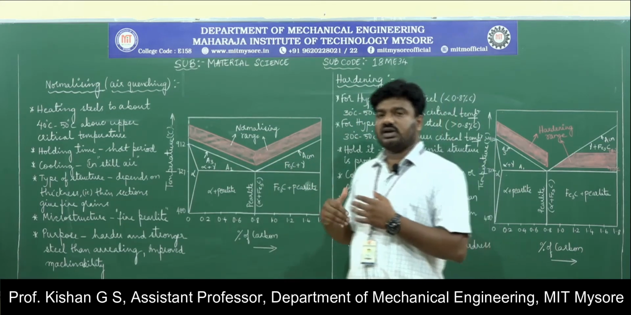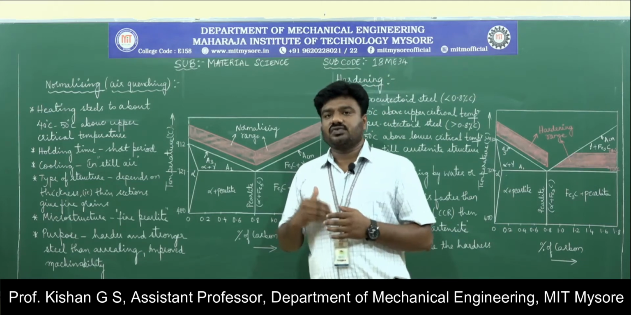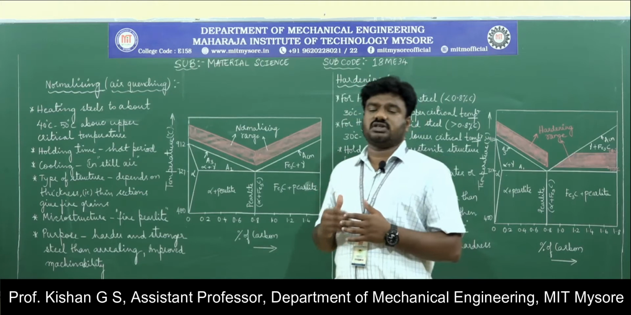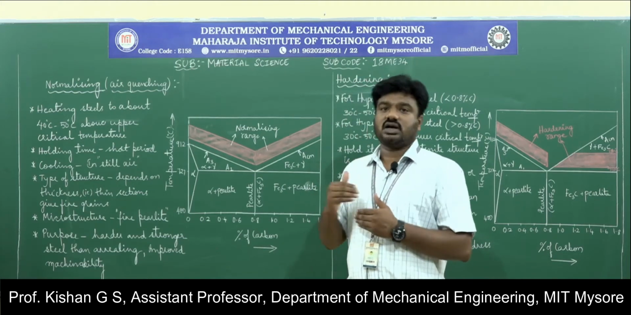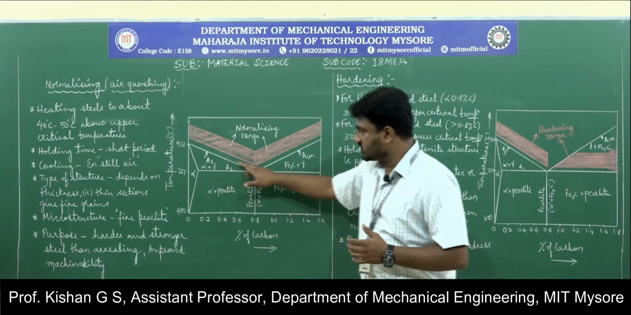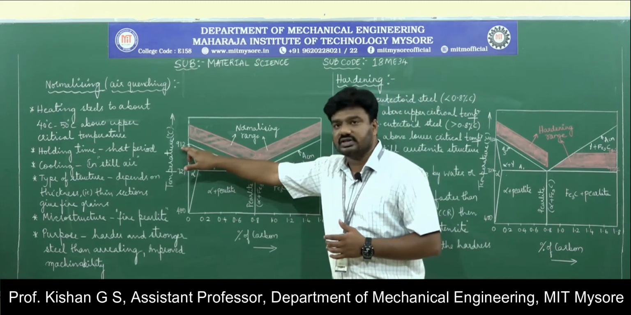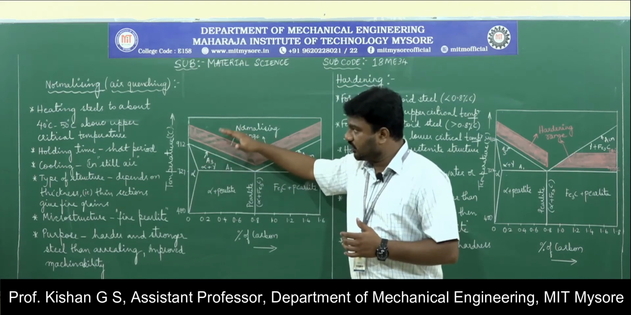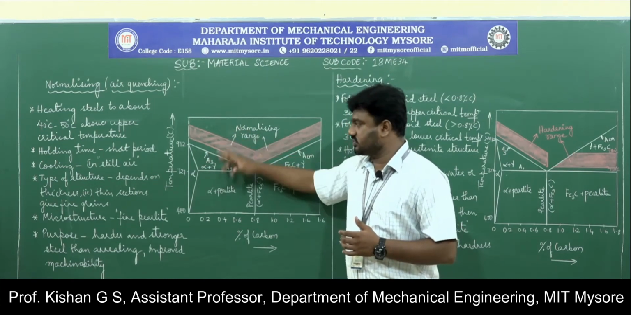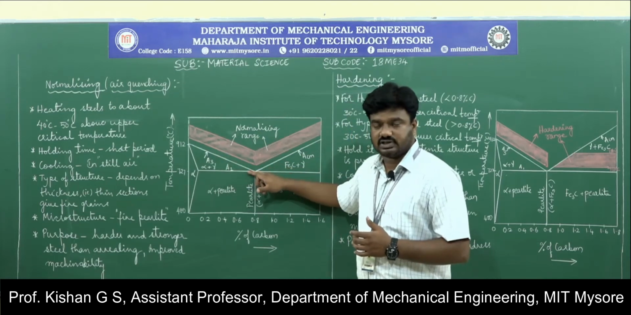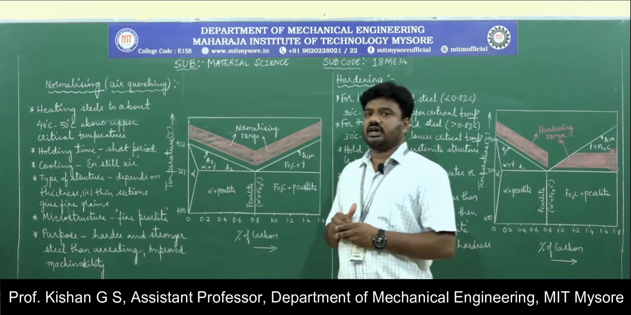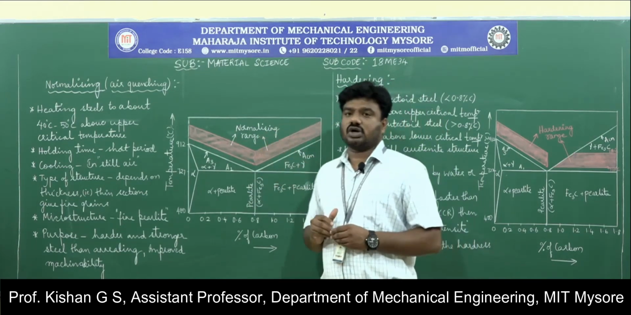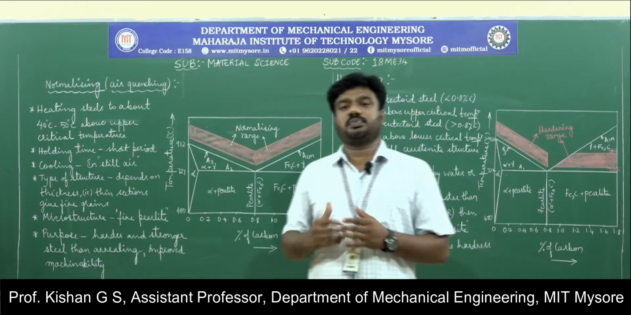According to the normalizing process, we are supposed to heat the material to around 40 degrees Celsius to 50 degrees Celsius above the upper critical temperature, which is basically 912 degrees Celsius. So from this point you heat it about 40 to 50 degrees Celsius above the upper critical temperature. This shaded portion represents the normalizing range in which the material is to be heated.